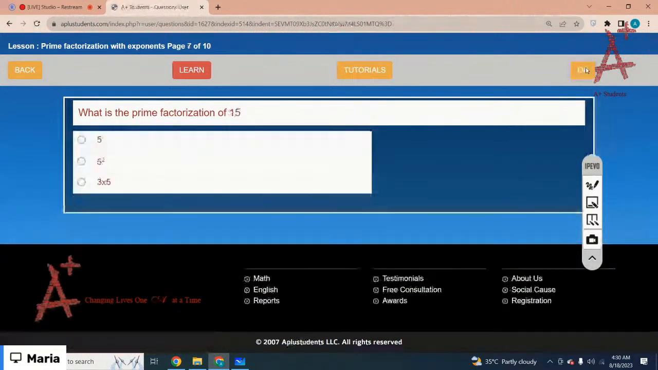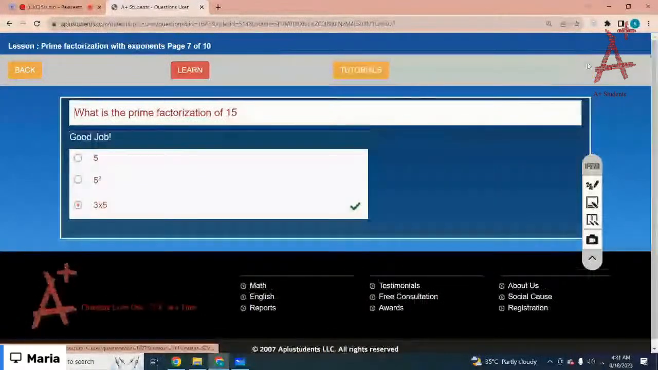What is the prime factorization of 15? Which is the correct option? The prime factors of 15 are 3 times 5, right? The correct option is 3 times 5.